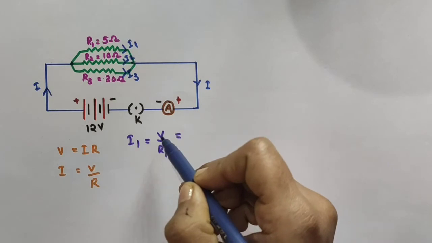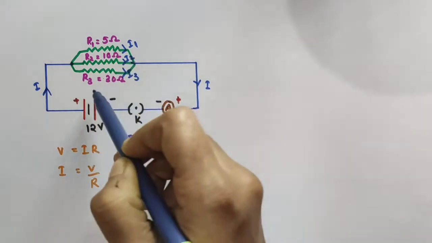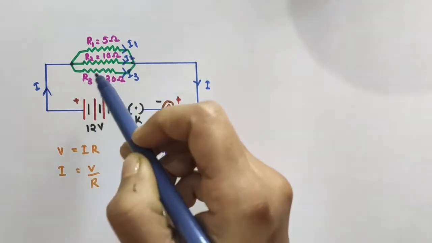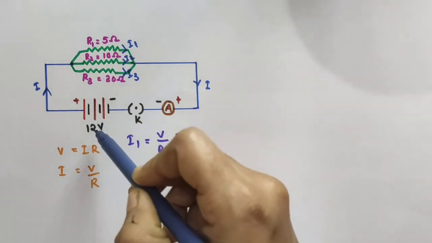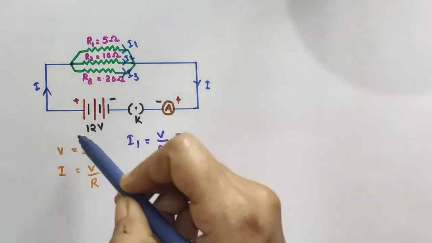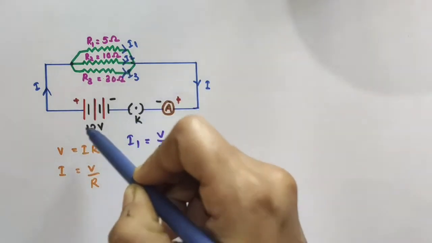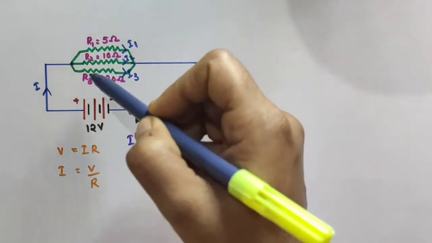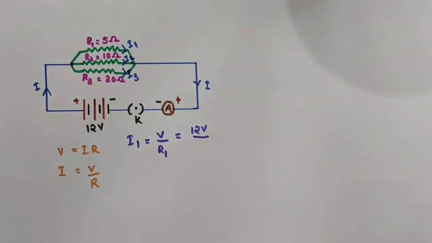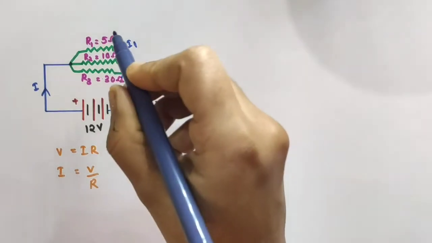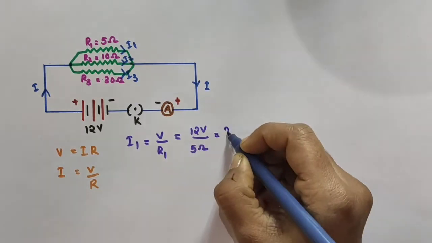Now what is V? V is the potential difference across the first resistor, which will be the same as the potential difference across the combination of these resistors, which will be the same as the potential difference provided here. The potential difference across the battery is 12 volt. The same potential difference appears across the combination of the three resistors connected in parallel, and the same 12 volt appears across each of the individual resistors. So V is 12 volt divided by R1. R1 is the resistance of the first resistor, which is equal to 5 ohm. So while doing this calculation, 12 by 5, you will get almost 2.4.